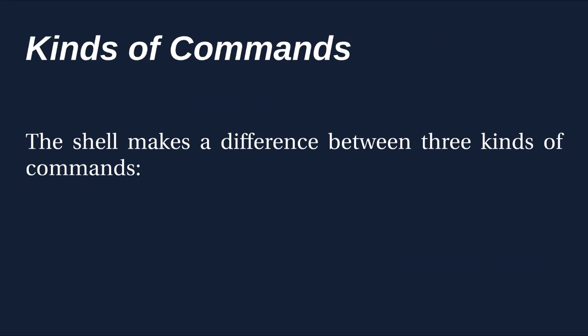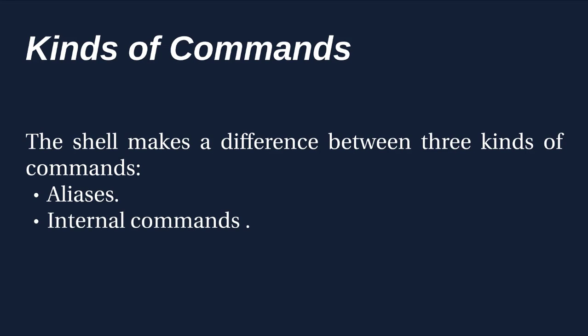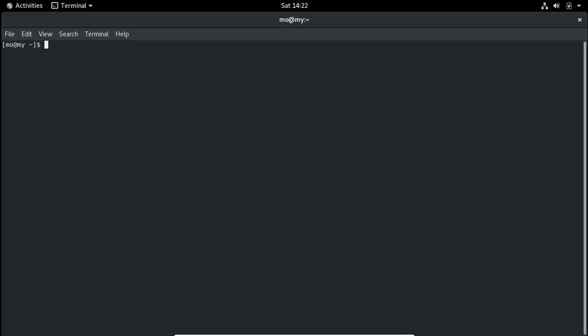The shell makes a difference between three kinds of commands: aliases, internal commands, and external commands. A shell alias is a shortcut to reference a command. It can be used to avoid typing long commands. For command patterns, it can reduce keystrokes and improve efficiency. A simple example is setting default options on commands to avoid having to type them each time a command is run.